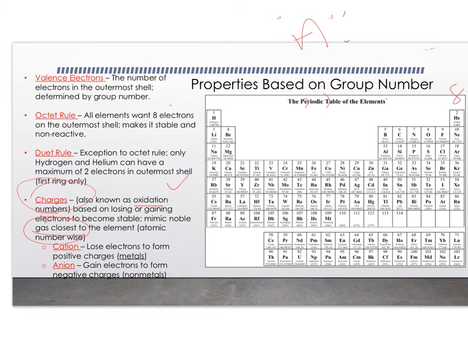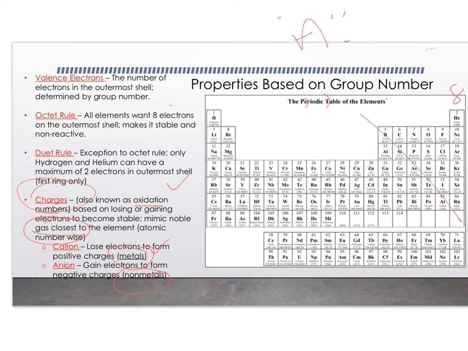And just to review, cations are going to lose electrons to form positive charges. Those are all the metals. So anything to the left of that metalloid belt, they will lose electrons to become cations. While anything to the right, they're going to gain electrons to form negative charges. Because electrons are negative, if you gain something negative, you become a negative charge. Okay, so those are your non-metals.